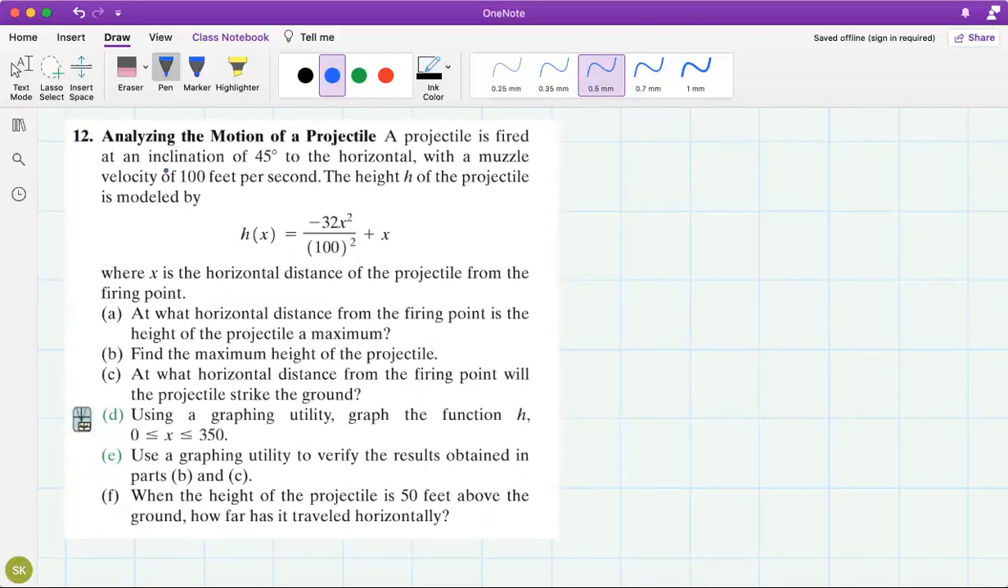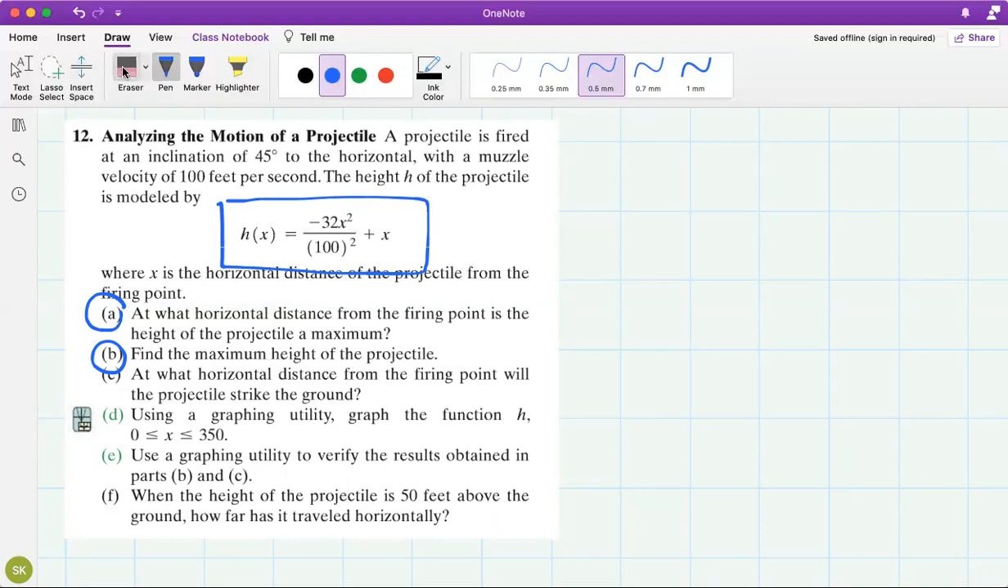You're going to have a projectile fired at an inclination of 45 degrees to the horizontal with a velocity of 100 feet per second. All of this information you don't need. What you're going to need is this piece right here, which is your quadratic function. So on your homework, you're going to have one similar. So this is what you want to pay attention to. Part A says, at what horizontal distance from the firing point is the height of the projectile a maximum? Maximum means we're finding the vertex of this parabola. So A and B is just talking about finding the vertex. We've already done something like this, so I don't want to do it again.